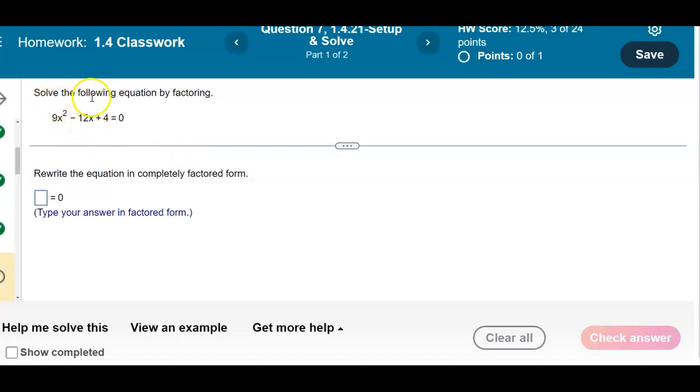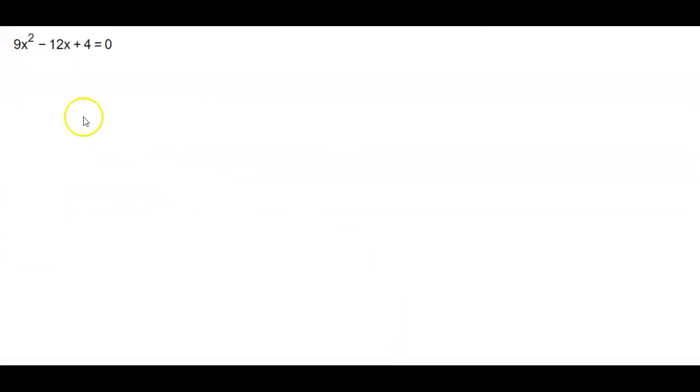This question says solve the following equation by factoring. So the equation is 9x squared minus 12x plus 4 equals 0. The first part is to rewrite the equation in completely factored form. So we need to first write this in factored form. So let's take a look at the problem here.